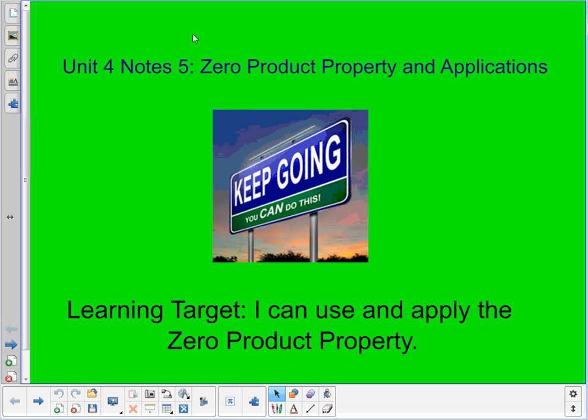Today we're talking about the zero product property. So our learning target today is I can use and apply the zero product property. So now let's just talk about what the zero product property is.